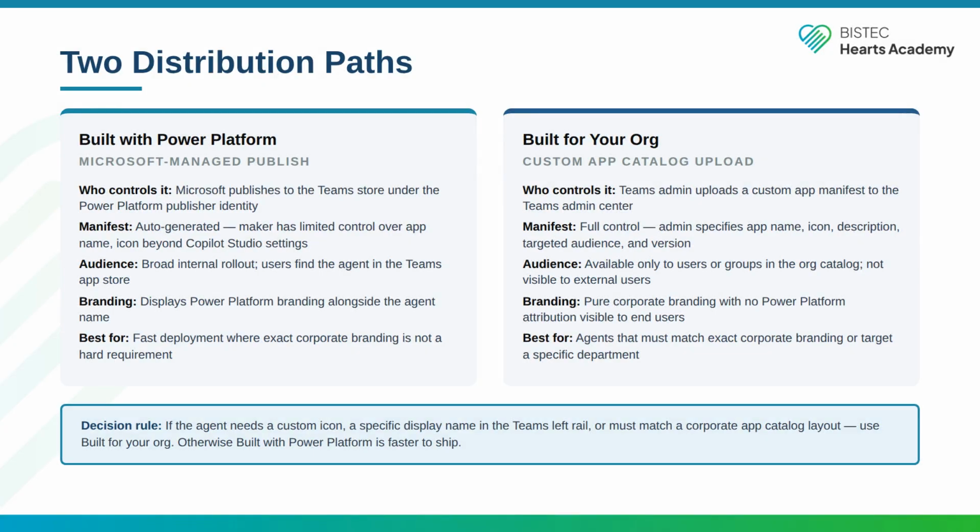When you deploy a Copilot Studio agent to Teams, you choose between 2 distribution paths. The choice is a governance and branding decision, not a technical capability decision. Both paths deliver the same agent functionality.